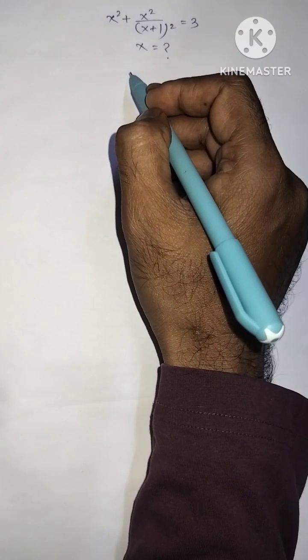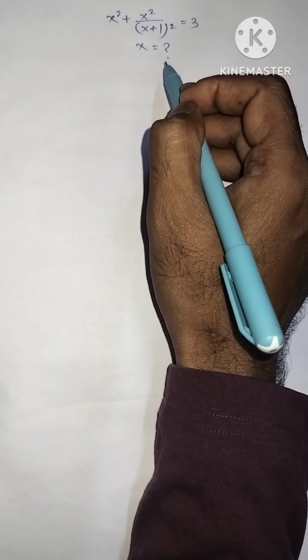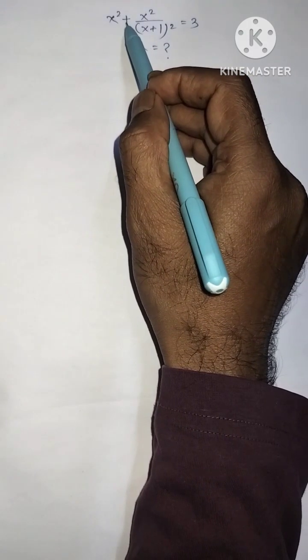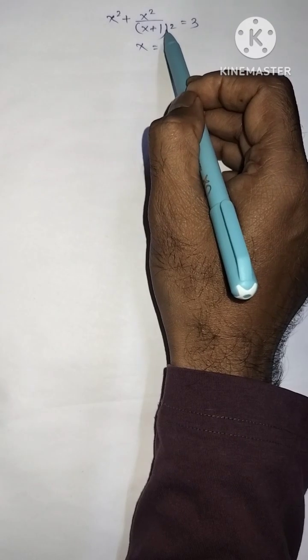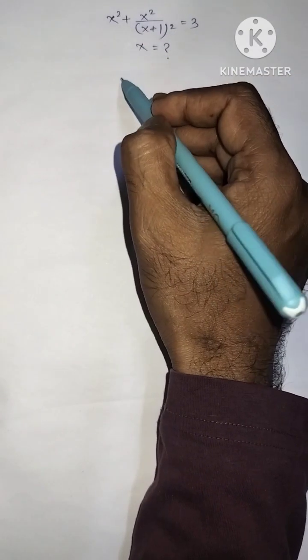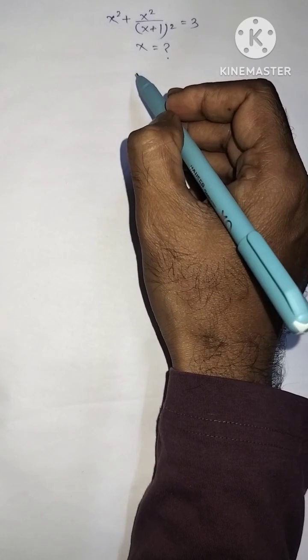Today I will show you the solution of this nice Canadian Mathematics Olympiad problem. Here given x raised to power 2 plus (x raised to power 2 over x plus 1) whole square is equal to 3. Then we have to find all possible values of x. Let's start.